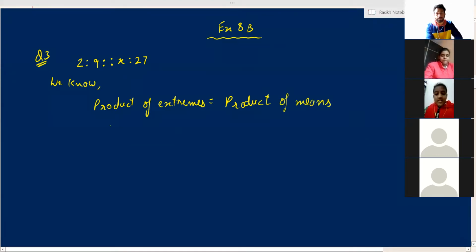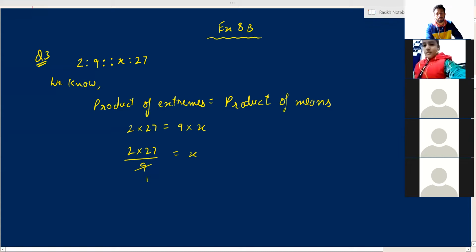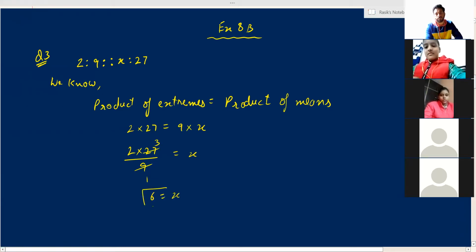So the extremes are 2 and 27. Product of extremes, product of means 9 into x. 2 into 27 upon 9 is equal to x. 2 into 3 is 6. That means the value of x is 6. Clear?